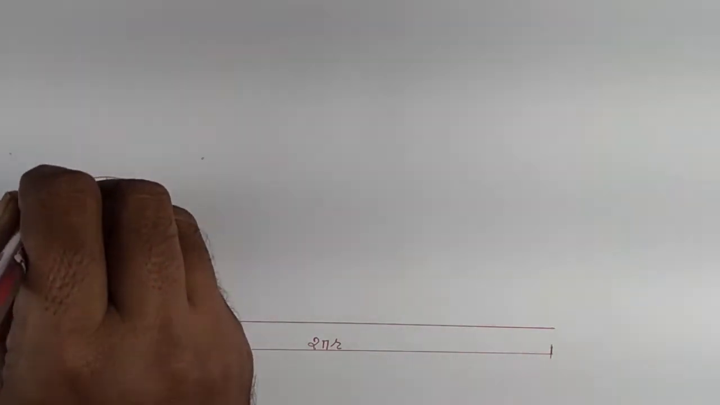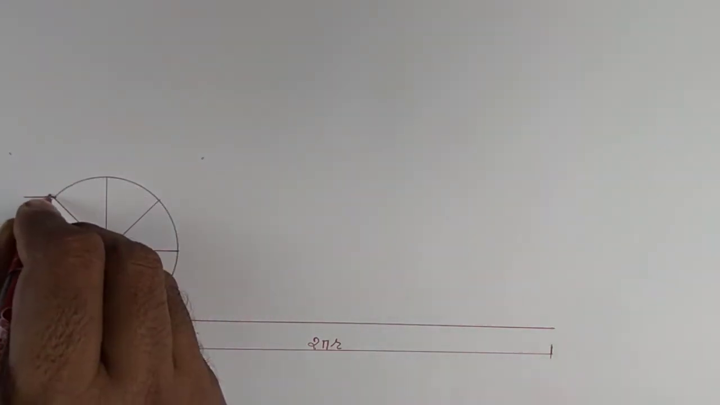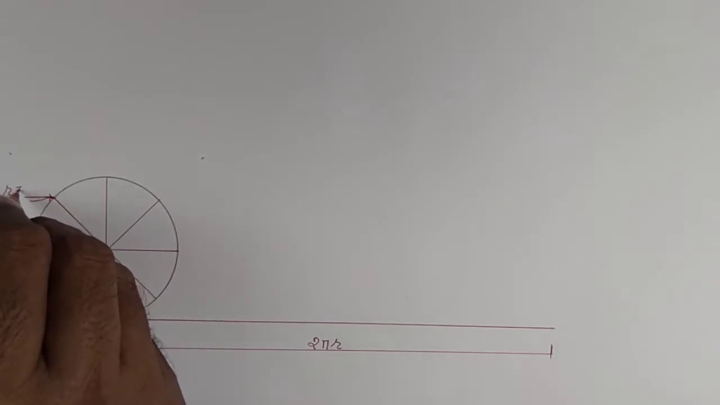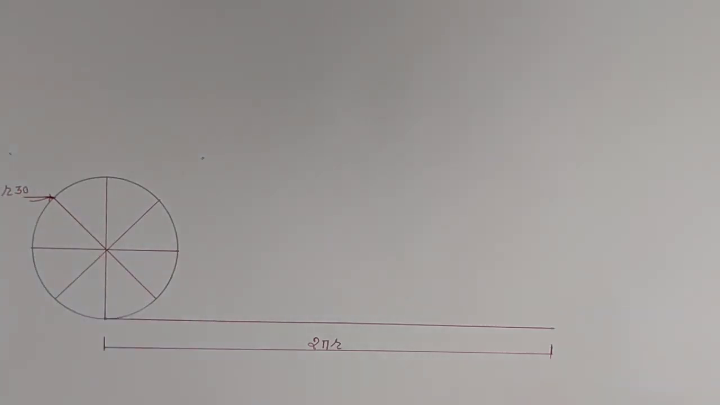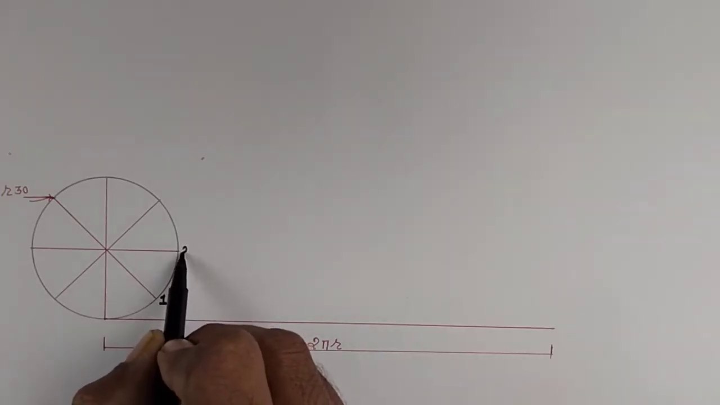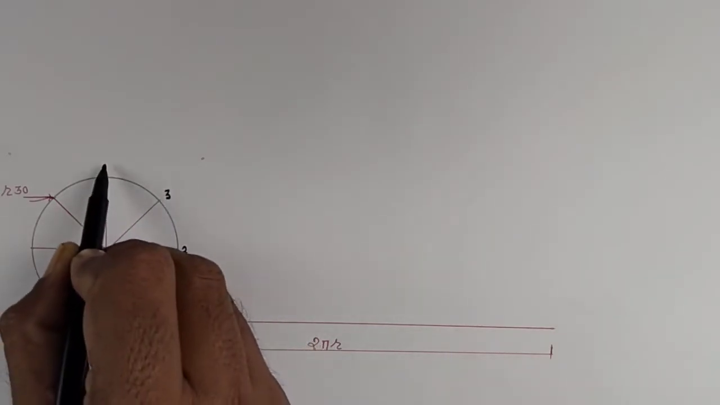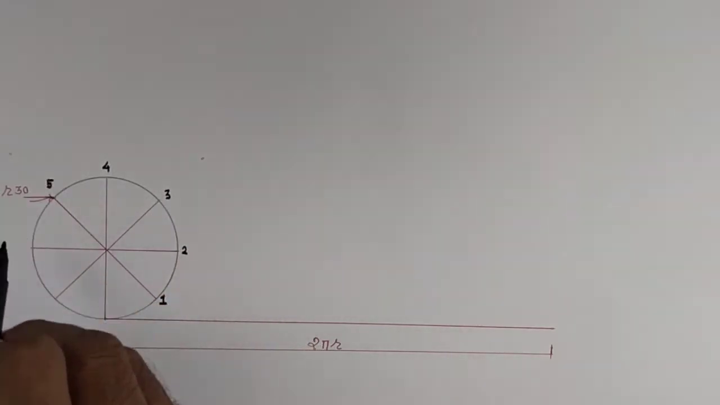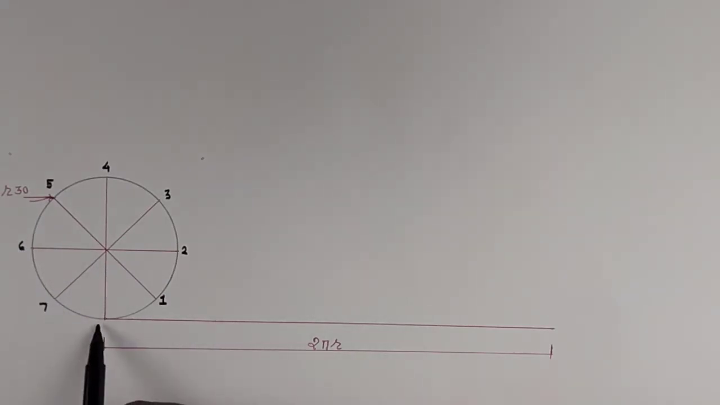Here our radius of rolling circle is 30 mm. Now your circle is moving in clockwise direction. When it is moving clockwise, you give your numbers in anti-clockwise direction. So it is my 1, then 2, 3, 4, 5, 6, 7, 8. It is also the starting point 0.